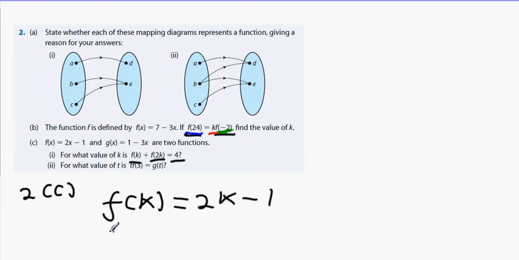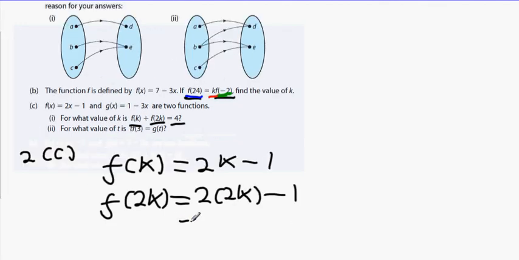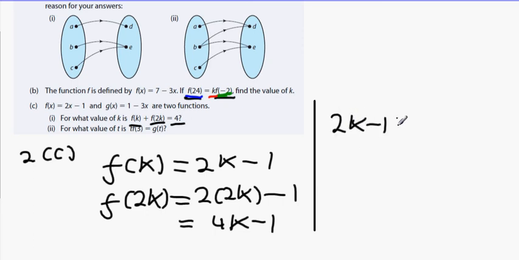What about f of 2k? What happens then? Anywhere you see x you put 2k. 2 times 2k minus 1. That will give you 4k minus 1. Happy enough? Now, what do we need to do next? We need to add them together and put it equal to 4. Let's add them together. 2k minus 1 plus 4k minus 1 equals 4.